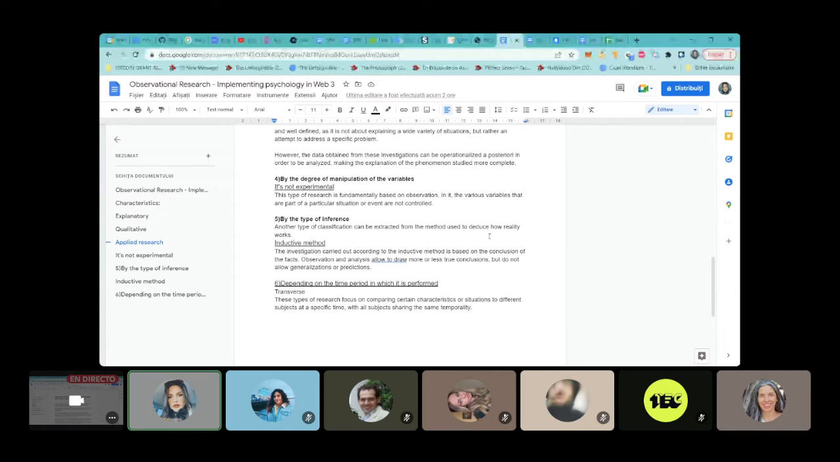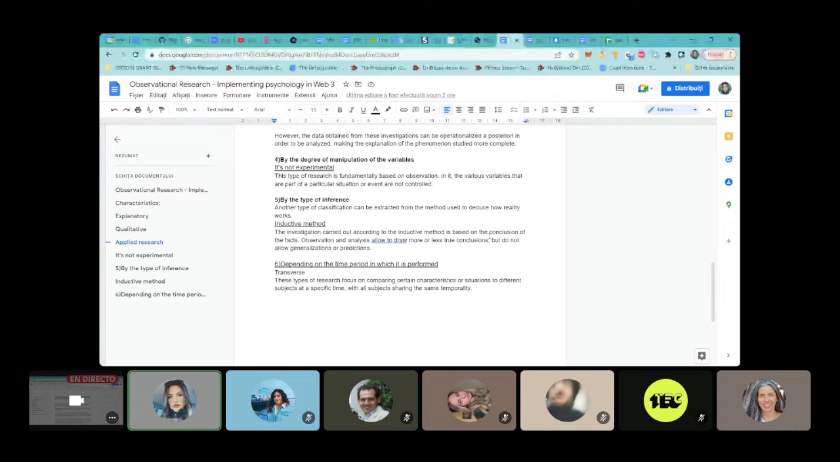However, the data obtained from this investigation can be operationalized a posteriori in order to be analyzed, making the explanation of the phenomenon studied more complete. By the degree of manipulation of the variables, it's not experimental. This type of research is fundamentally based on observation. In it, the various variables that are part of a particular situation or event are not controlled.